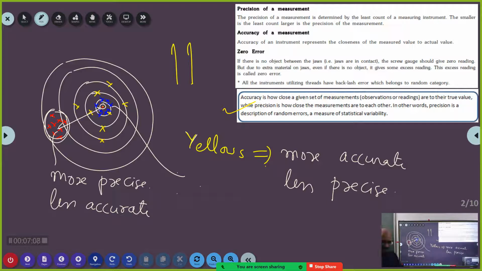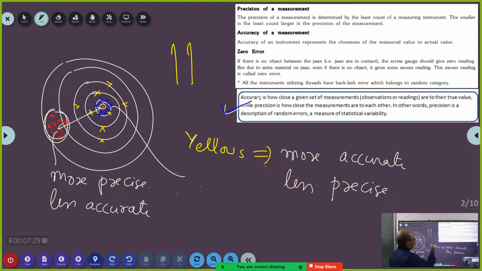More accurate and more precise. Yes, correct. They are more accurate and more precise. They are both accurate and precise. That is the answer. I think if you have answered this question, you have understood the meaning of this. So you see, what is accuracy and precision? You have got to write this definition, right?